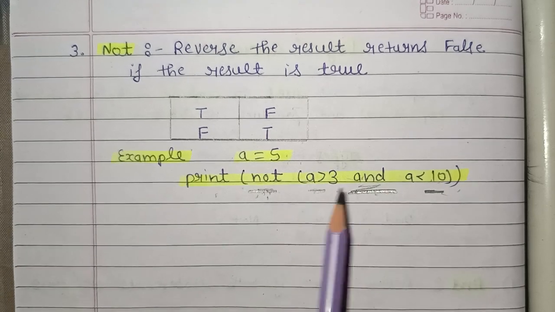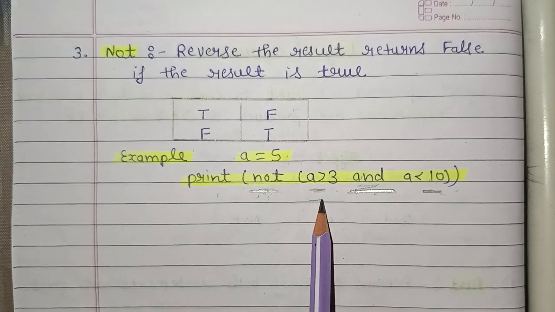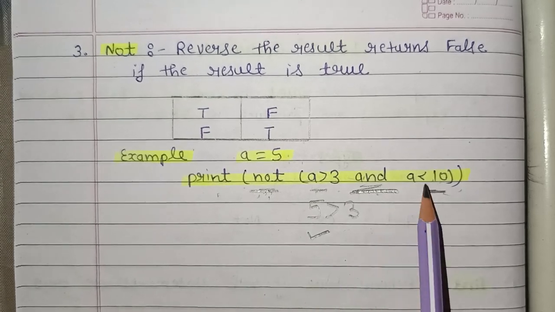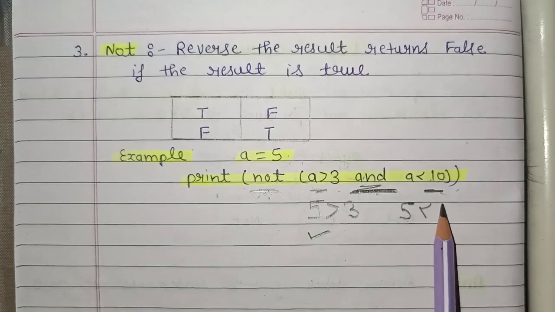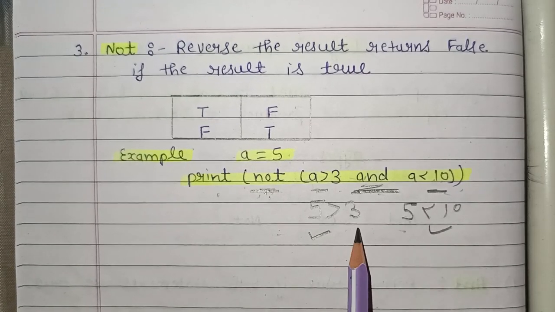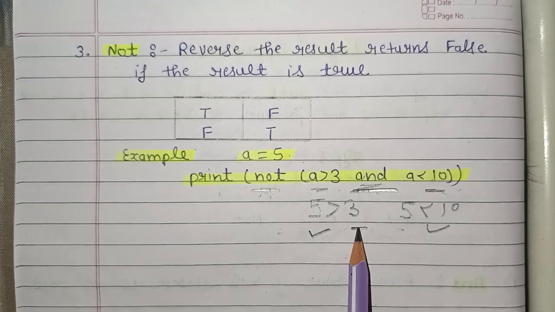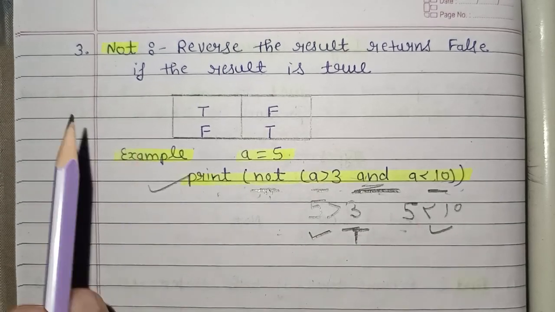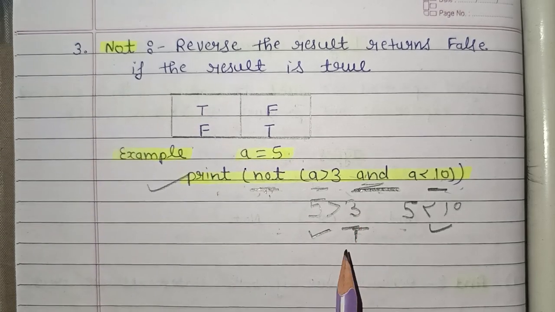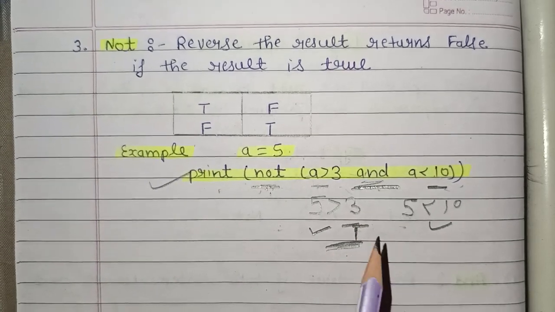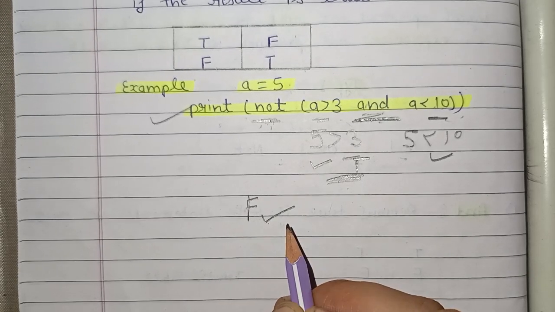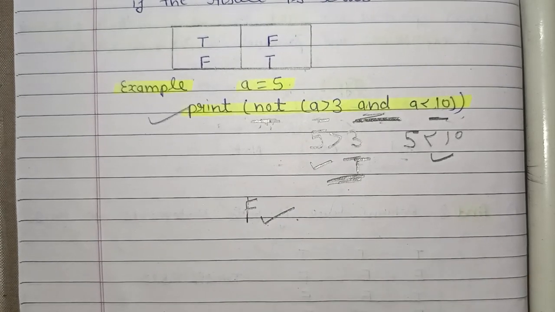Here I have taken a: a is 5, greater than 3, true, and a, that means 5 less than 10, true. So basically the output of this code is true, but what the not operator does is reverse the result. Now we have a true result, so it will give us the output false. Let's see the practical of this not operator.